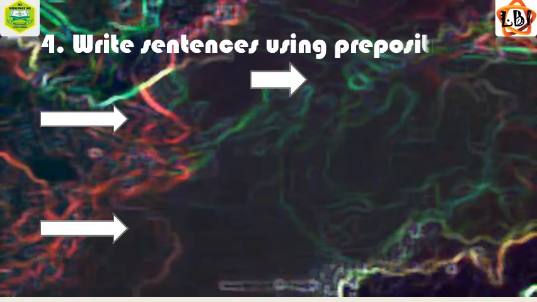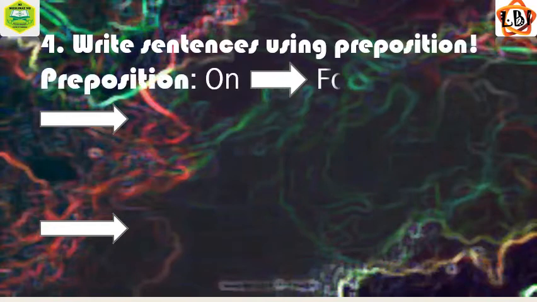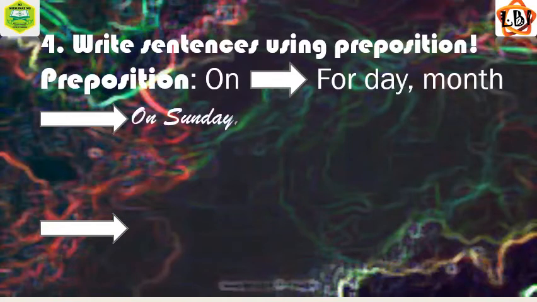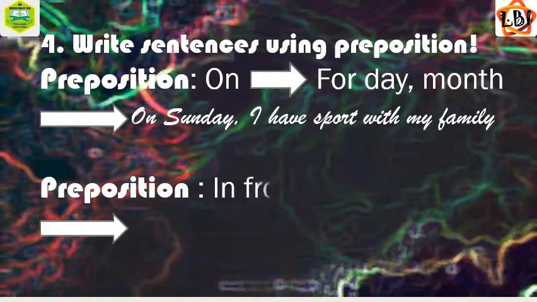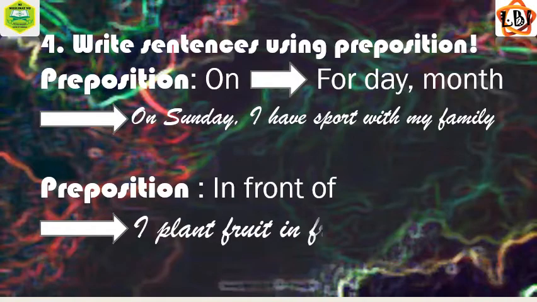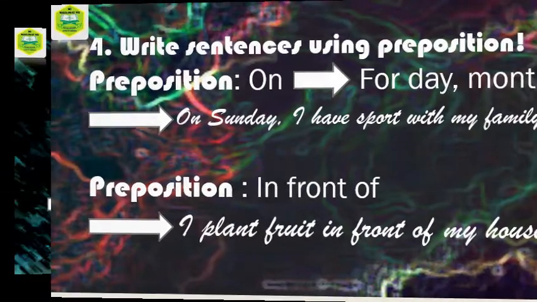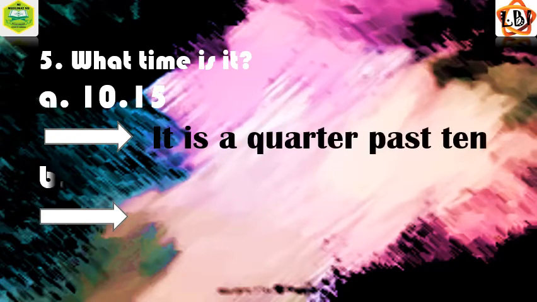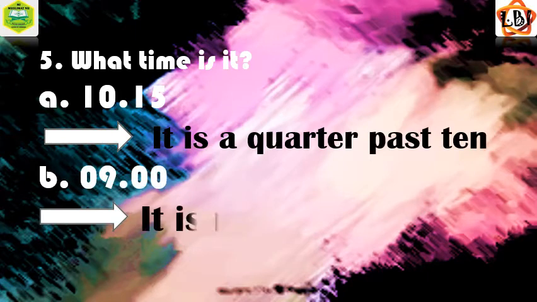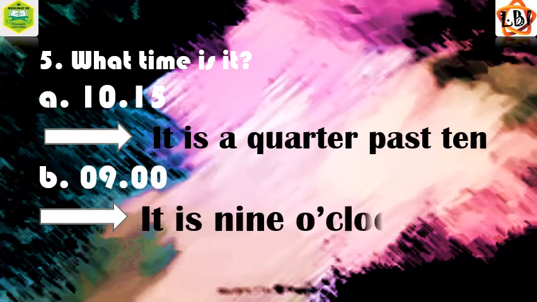4. Write sentences using preposition. Preposition on for day, month. On Sunday I have sport with my family. Preposition in front of. I plant fruit in front of my house. 5. What time is it? A. 10:15. It is 10:15. B. 09:00. It is 9 o'clock.